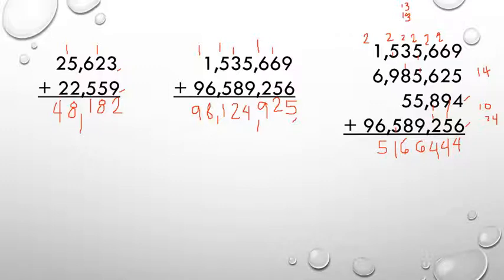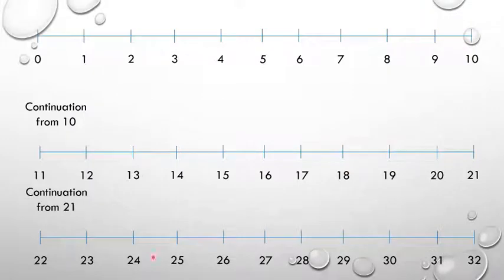That becomes 10. So you write 10. Okay. So now we know that after adding these numbers, 1,535,669 plus 6,985,625 plus 55,894 plus 96,589,256 will result to 105,166,444.